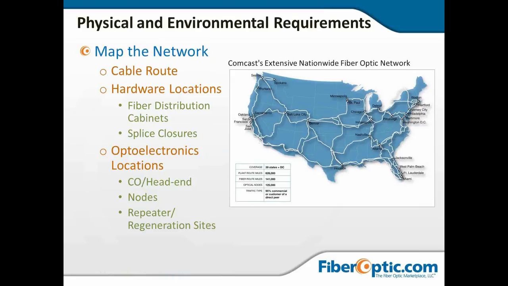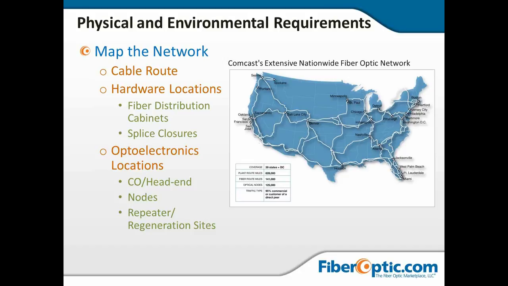So, physical requirements and environmental requirements. This is the point where we start looking at the outside plant. We start looking at the map. We start looking at the routing inside our building. We're going to start developing the path that it will take.